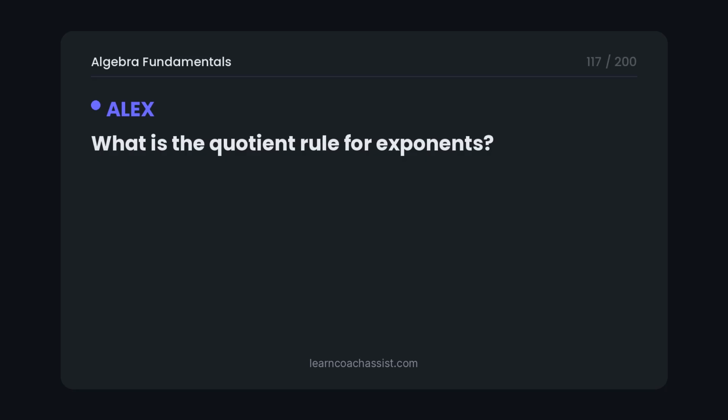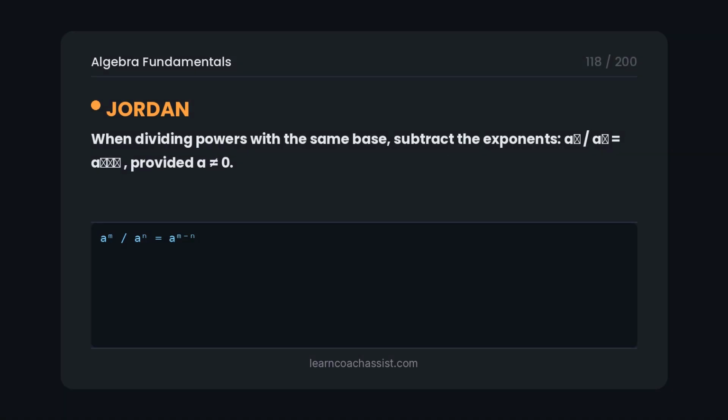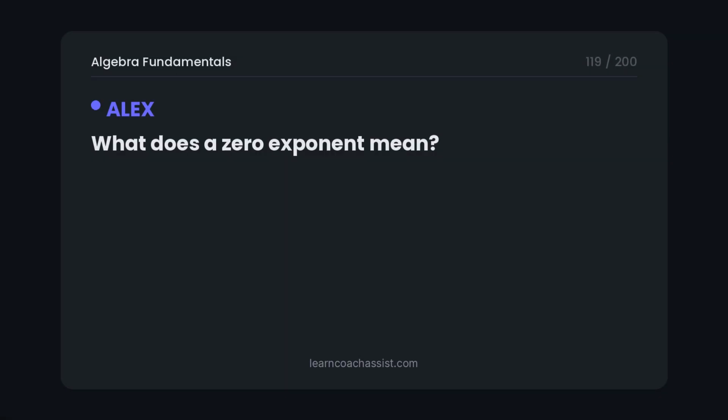What is the quotient rule for exponents? When dividing powers with the same base, subtract the exponents: a^m / a^n equals a^(m−n), provided a is not equal to 0. What does a zero exponent mean?